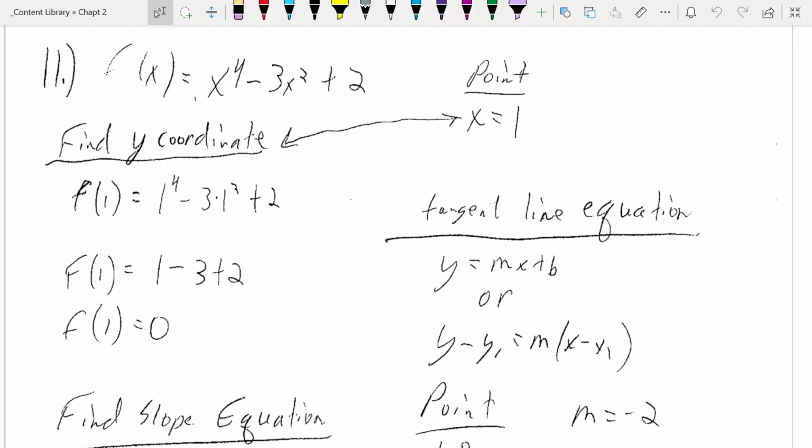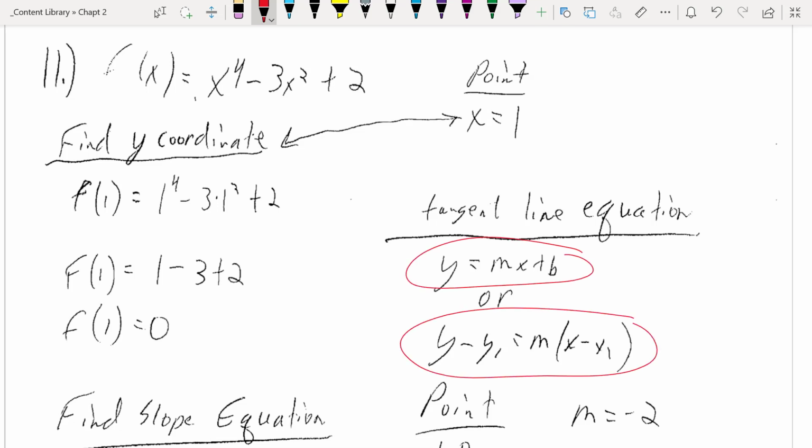Okay, on problem number 11, the directions say find an equation for the tangent line to the graph of f of x equals x to the fourth minus 3x squared plus 2 at the point where x equals 1. So the very first thing that we need to do is remind ourselves that for the equation of the tangent line, we can either use y equals mx plus b, or we can use y minus y sub 1 equals m times x minus x sub 1.